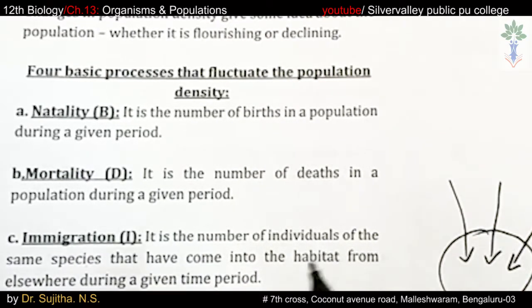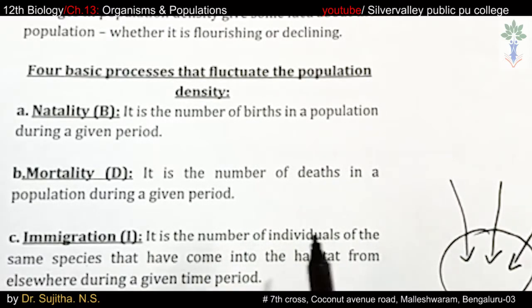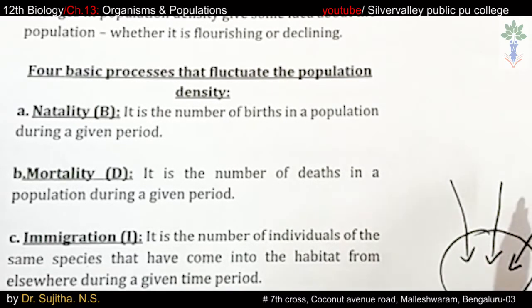So the definition states it is a number of individuals of the same species that have come into this habitat from elsewhere. From outside, the same species of populations entered into a certain habitat.